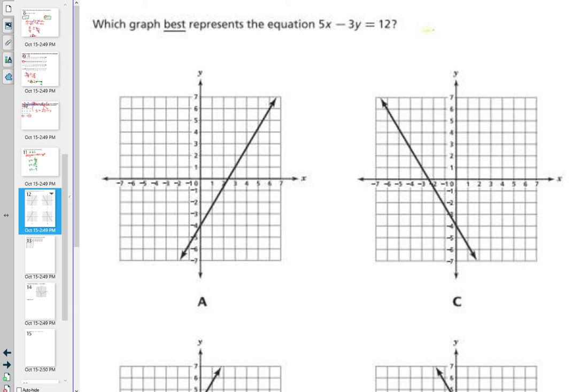Which graph best represents this equation? What form is that in again? Standard form. Standard form is not good for a lot of things, but what are your two options? You can change this to slope-intercept form, and we normally graph out of slope-intercept. So if you want to solve for y, be my guest. But if you just want to get the right answer, I would just find the intercepts. The x-intercept is C divided by A. 12 divided by 5 is 2.4. The y-intercept is 12 divided by -3, which is -4. Which one of these is crossing the x between the 2 and the 3, and then crossing the y at -4?